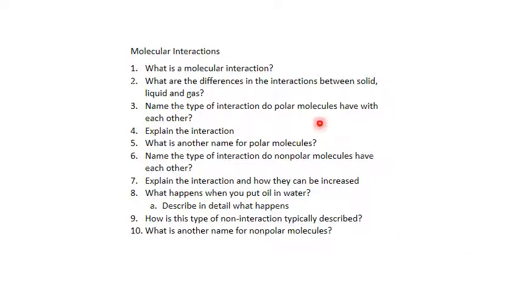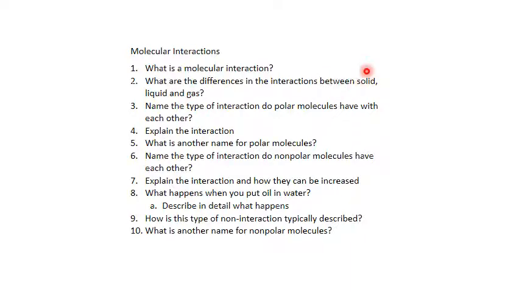Okay, molecular interactions. Molecular interactions are interactions between molecules, and the interactions are attractions, not repulsions. What are the differences in the interaction between solids, liquids, and gases? Solids have lots of interactions between the molecules. And remember, interactions are not bonds, they're just attractions.